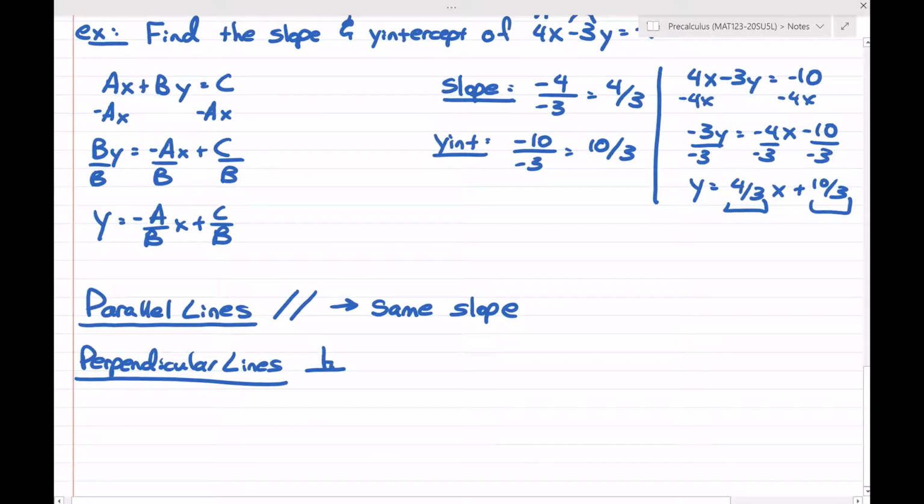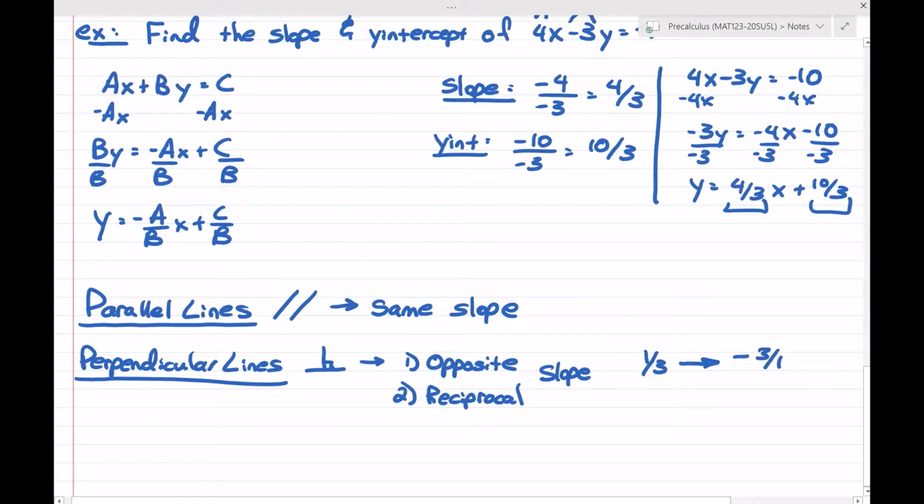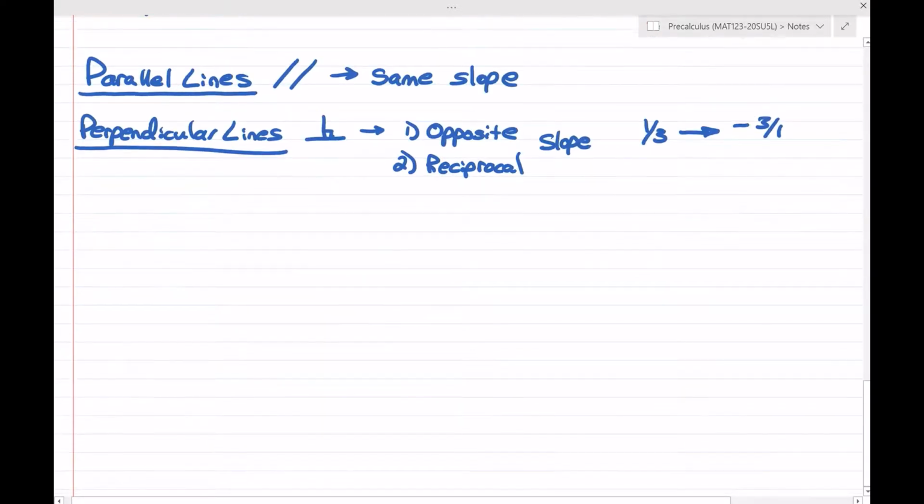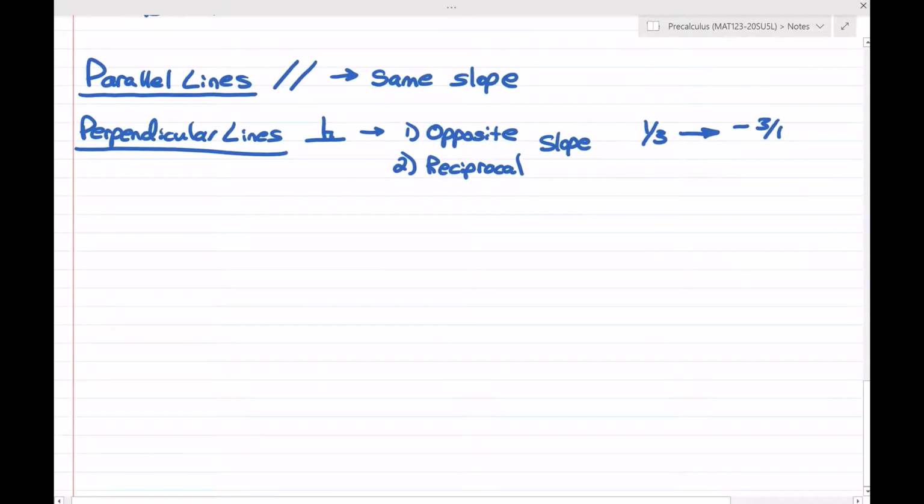And in order to get perpendicular lines, we need two things. We need a slope that is opposite, and the second thing is they need to be reciprocal. And remember, that word reciprocal just means that we switch the top and bottom of the fraction. So for example, if one line had a slope of 1/3, the other line would have to have a slope. Okay, so take the opposite sign, that's a positive number, 1/3. So this is going to be a negative number, and then switch the top and bottom. Those two lines would cross at a right angle. So now let's do a problem like this.